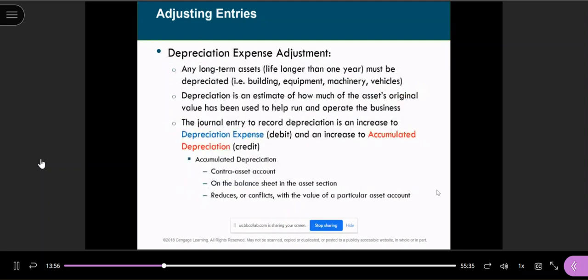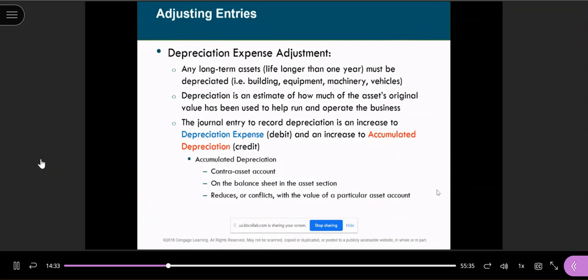And then the last one we have is depreciation adjustments. So we talked about how the definition of an expense is any asset that has been used to help run and operate the business. So if I'm a delivery service company and I buy a whole bunch of delivery vans, the whole point of me buying those delivery vans is to use them to help run and operate my business. By using those delivery vans, they start losing value. So just like we start to eat away at our supplies, we're eating through the value of that asset. So we have to do something called depreciation.